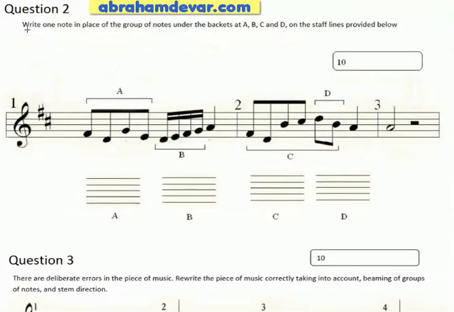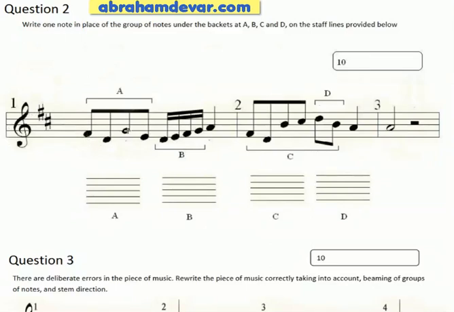Welcome back. We're doing question 2 of the March 2016 assignment 1. The question says that we should write one note for each of these groups, A, B, C, and D. And let's have a look at the first group.